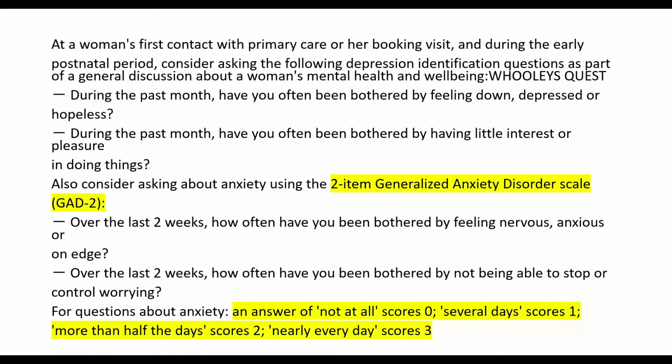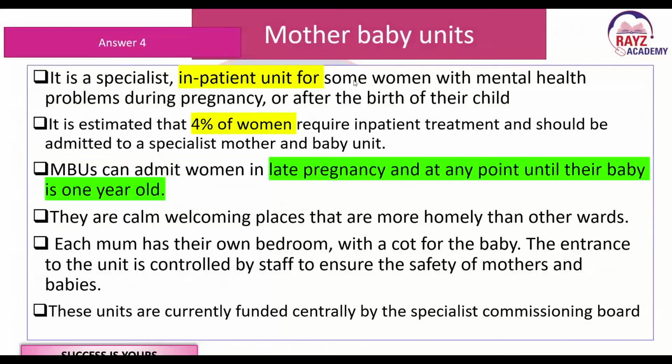So this is how the answer will go. And if they ask you about the mother and baby unit, you can just say it is a specialist inpatient unit for some women with mental health problems during pregnancy or after the birth of the child. It is estimated that 4% of women require inpatient treatment and should be admitted to a specialized MBU. MBU can admit women in late pregnancy and at any point until their baby is 1 year old.